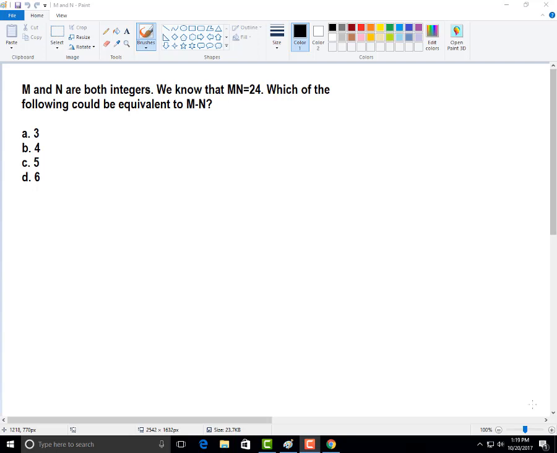So m and n are both integers. We know that mn equals 24. Which of the following could be equivalent to m minus n?